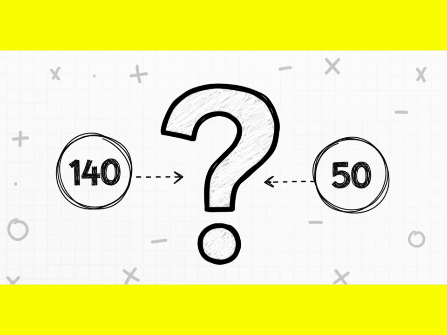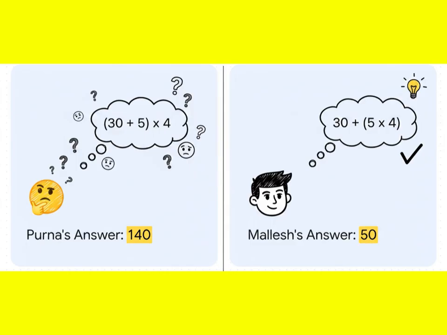Mallesh is right. In mathematics, brackets act like punctuation. They tell us exactly what to do first. When evaluating an expression with brackets, you must always find the value inside the brackets before doing other operations. So, 30 plus (5 times 4) ensures we find the 20 marbles in the bags first, giving us the correct total of 50.